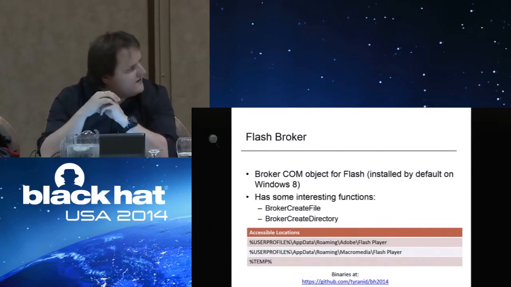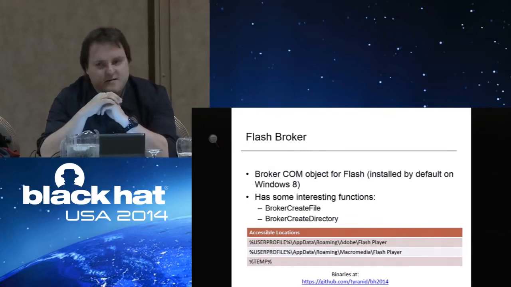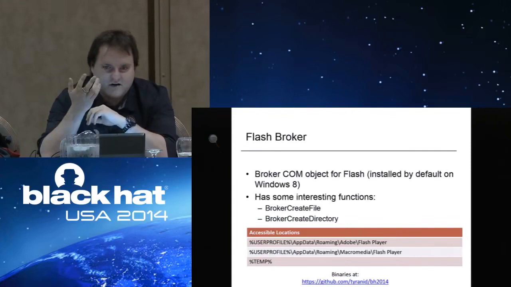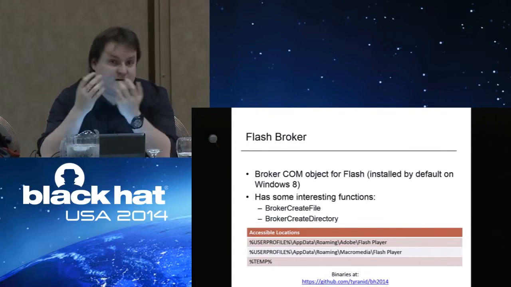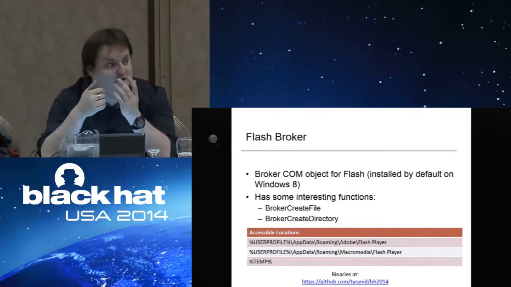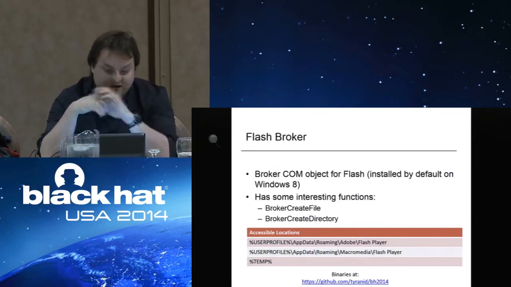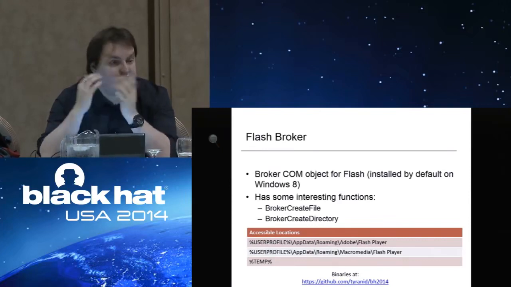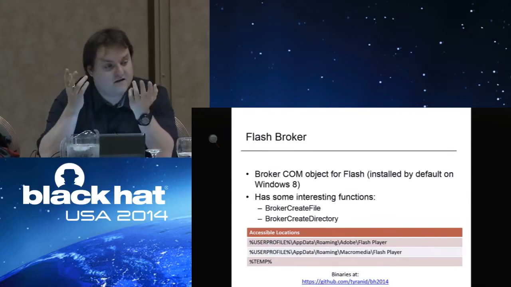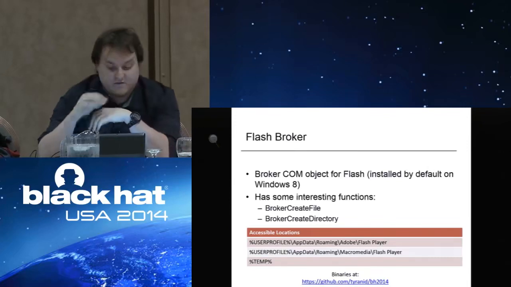But one interesting place they do allow you to write to is the temp directory. And the temp directory theoretically is under control of the low privilege process, because the low privilege process still needs to write temporary files somewhere. And in this case, potentially, if you can write to that, you can create a junction and then write your arbitrary file through the Flash Broker API.